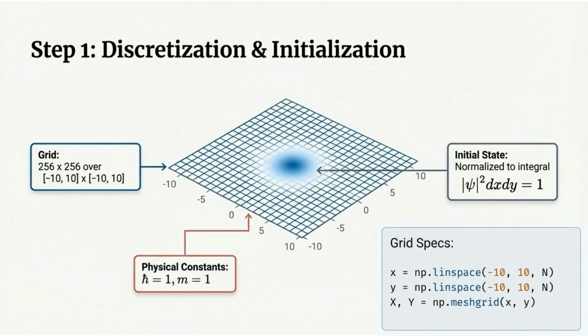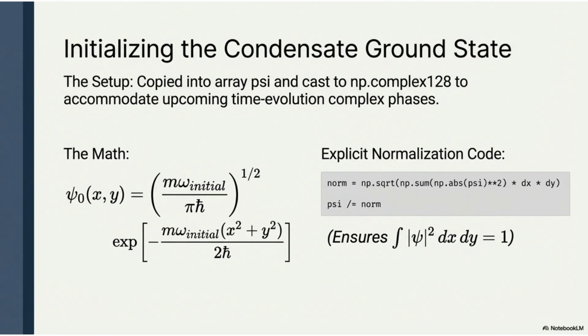Step 1 involves discretization and initialization. We use a 256 by 256 grid over the spatial range of -10 to 10 in x and y. The initial state is normalized to ensure the probability integral equals 1. Initializing the condensate ground state uses a specific mathematical expression for the wave function psi0, which is then explicitly normalized. The setup is copied into a complex array to accommodate time evolution phases.